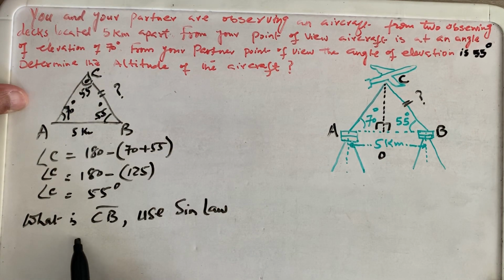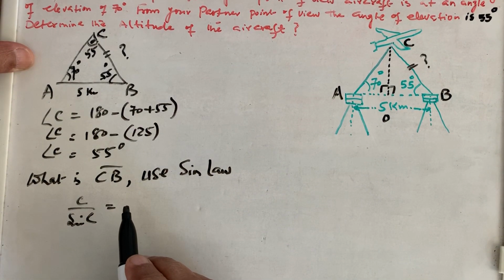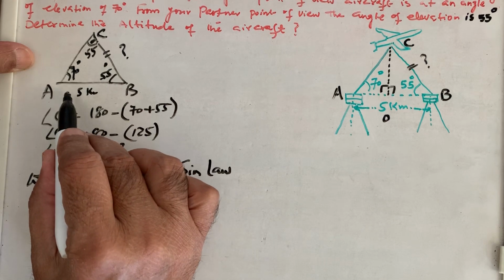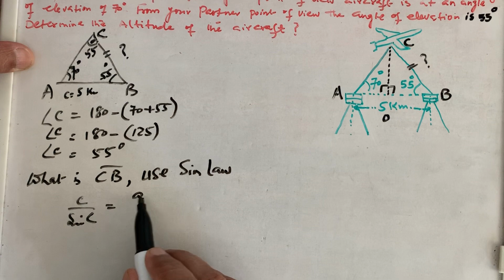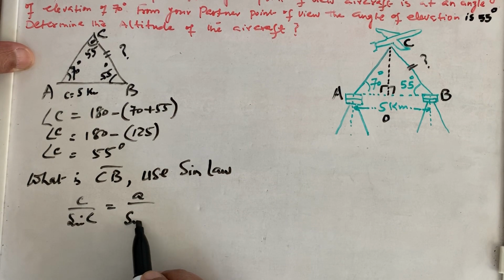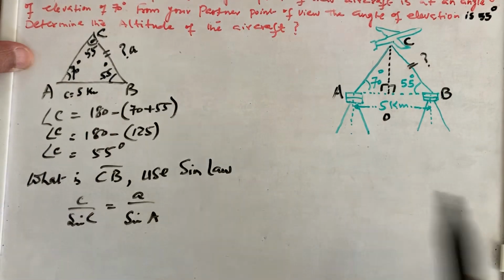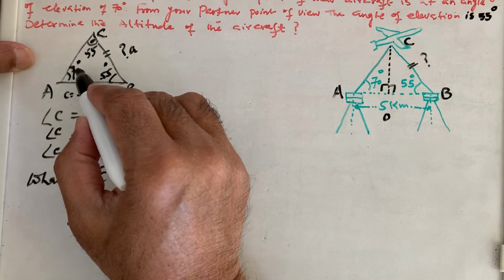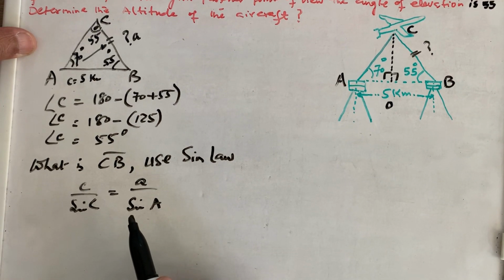So I will say small c over sine C is equal to a over sine A. And what is a? a is this measurement, which is unknown. It is always opposite to the angle A, and we use the small alphabet, we did that. Okay, so now we can plug in the values and we can get this CB, or a.